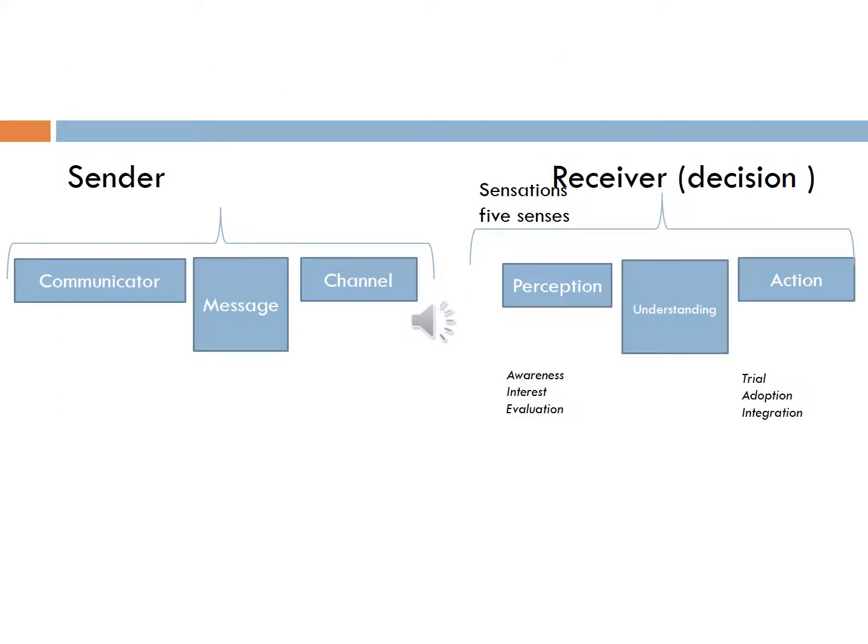Okay, when you have a sender and a receiver, the sender would communicate a message through a channel, and then the receiver receives this message, has specific perceptions, interpretation and decoding of the message, and will take a decision based on how he perceived and understood the message. I will talk next about the adoption diffusion process, and let's see how it happens.